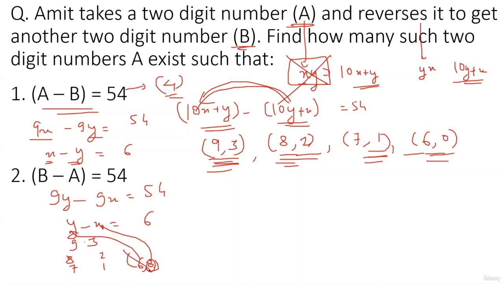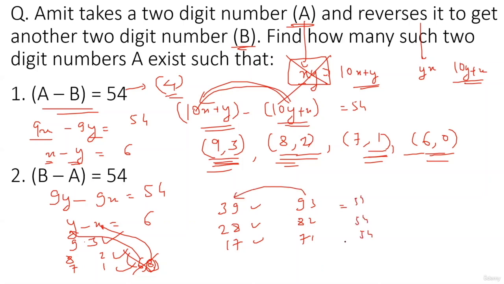That means we have to ignore one value 6, 0 for this particular case, and we have only 3 possible answers: 39, 28, 17. These are the possible values. You reverse it and you subtract the numbers, from the reverse, you will get 54, 54, 54, 54. But 06 itself is not a two-digit number, right? So we ignore it. So in this case, we have exactly 3 possible solutions.